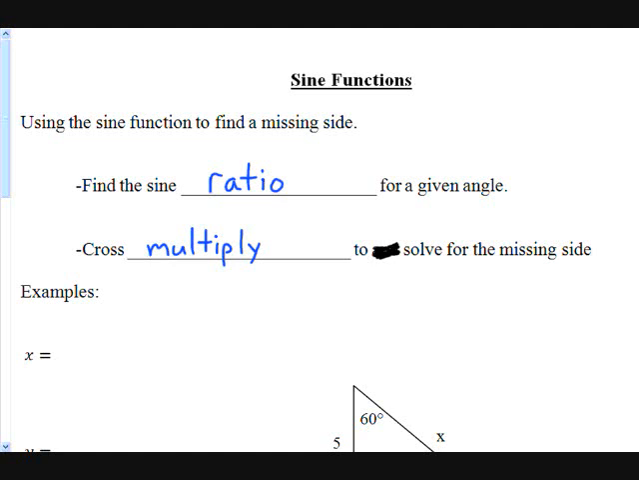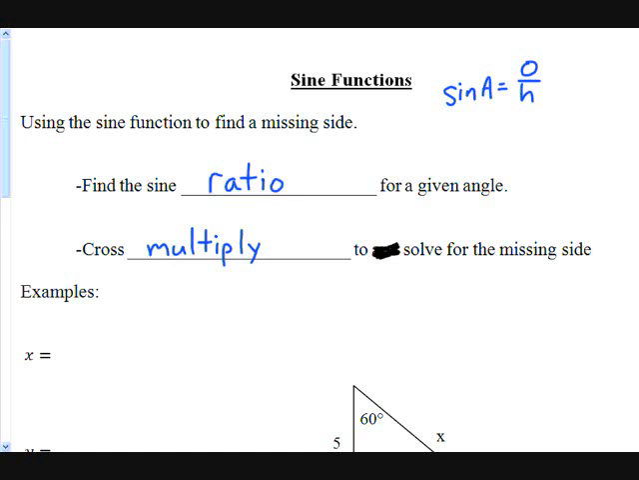Remember, this is one of our three basic trig functions, and we're going to be using this one to solve for the missing sides of a triangle and for the missing angles of a triangle today. And before we get started, remember that the sine of an angle is the opposite over the hypotenuse. Okay, that's one of the things we need to remember today as we look through this.